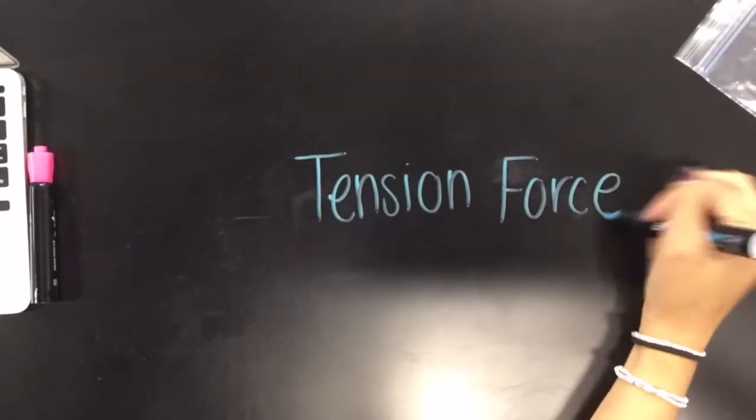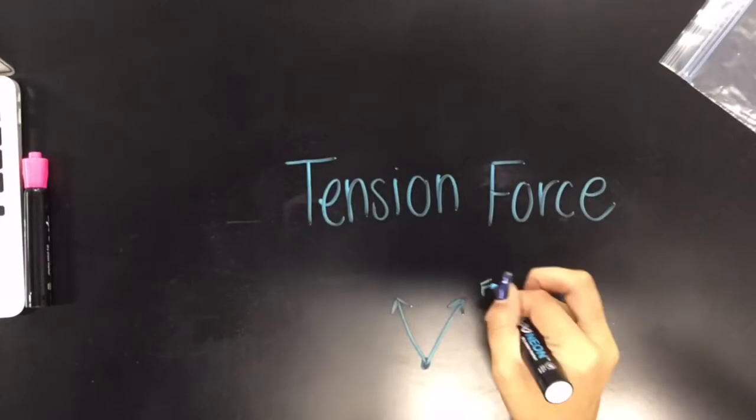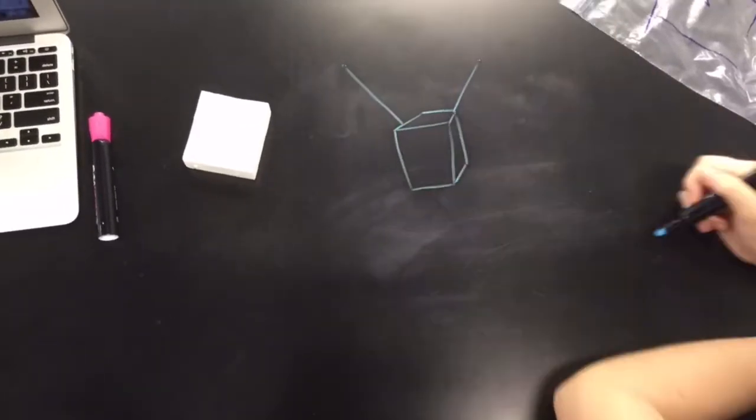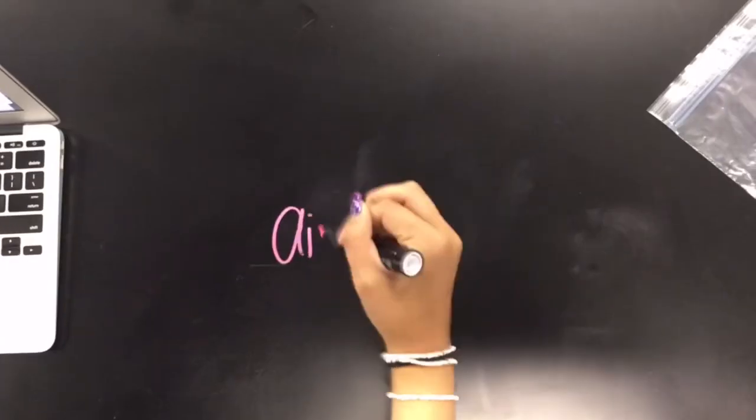Tension force is present when a box like this one is hanging from a string, rope, or wire. This force is transmitted through the string and is pulled tight from the forces on each end.